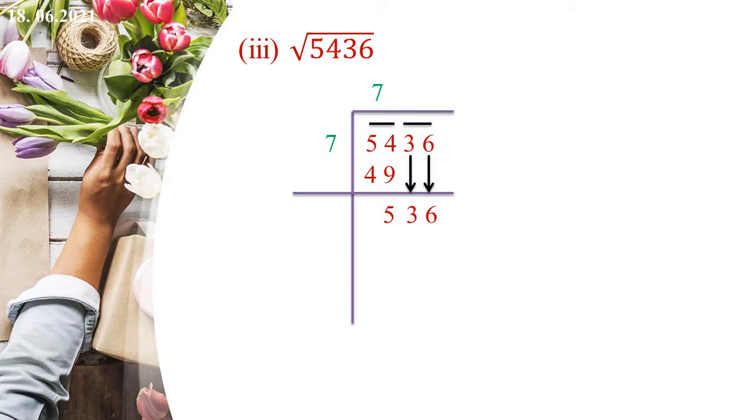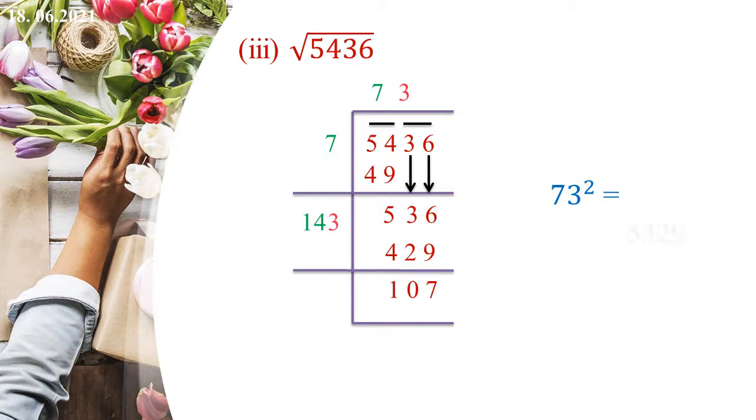Then bring down the next period to the right of the remainder. Now 536 becomes the new dividend. Now obtain the new divisor by taking 2 times the quotient. On doubling the quotient 7, we will get 14. Here the suitable digit is 3. Write 3 in the quotient also. Now multiply 143 and 3, we will get 429. Now subtract 429 from 536. We will get 107 as the remainder.